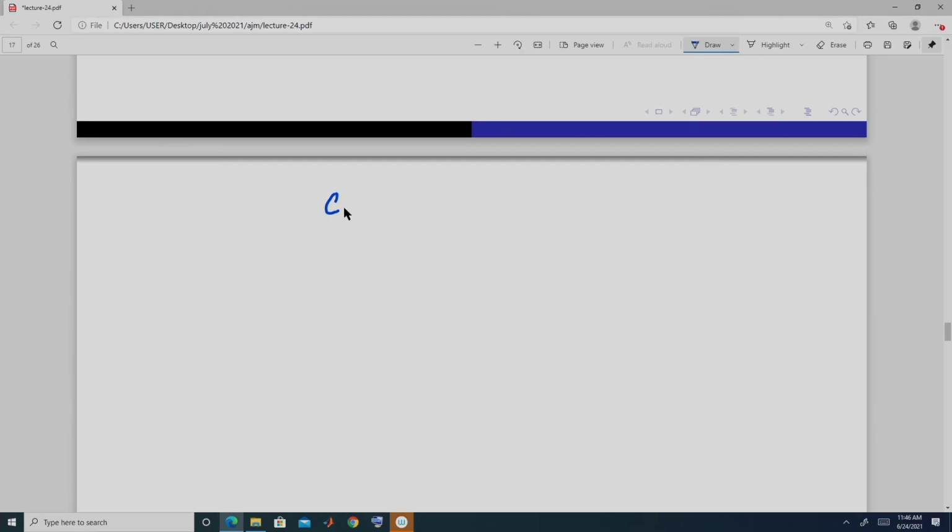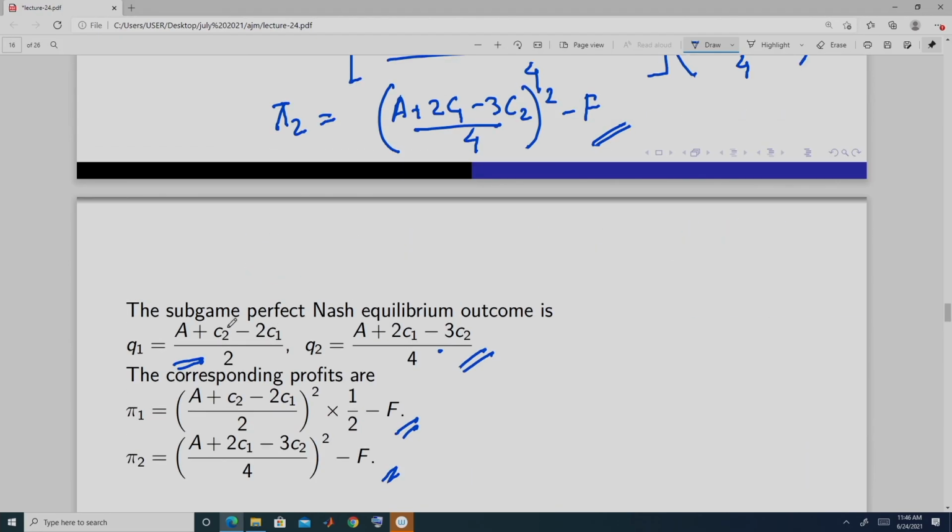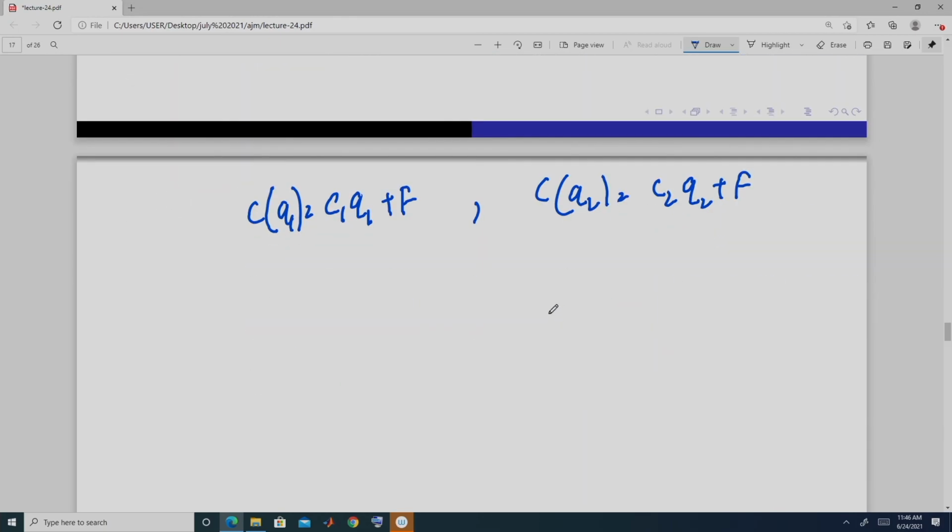But here, firm 1 and firm 2 are not similar. Firm 1's cost function is this, and firm 2's cost function is this. So, whether they are making higher or lower profit also depends on this marginal cost and this marginal cost. So, it will not be possible to compute. We have to take different conditions, like if marginal cost is lower for firm 1 or greater for firm 1.